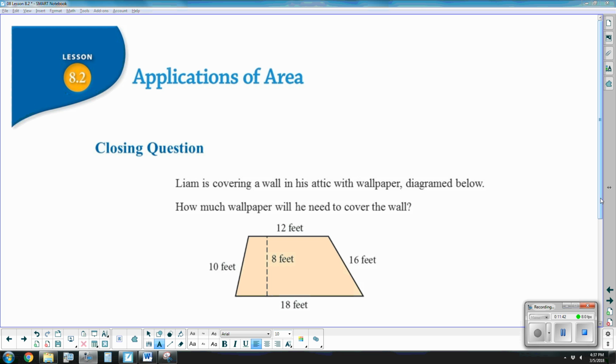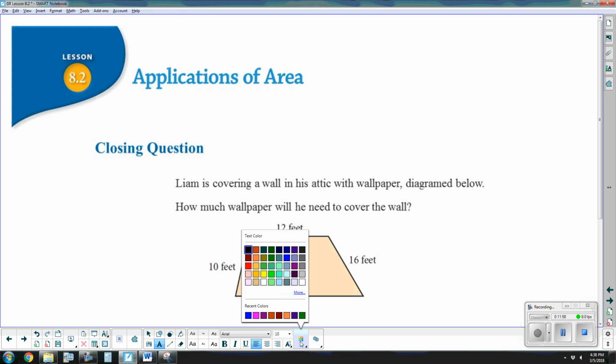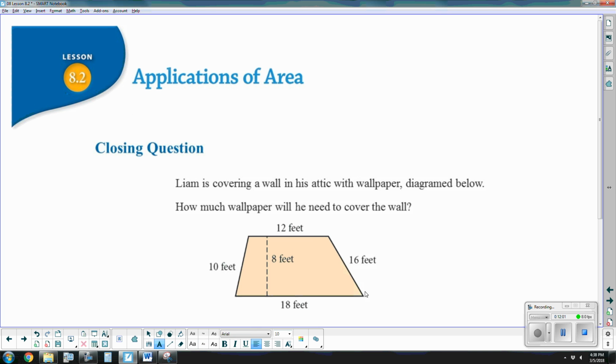And this problem is similar. We're looking for the area. So Liam is covering a wall in his attic with wallpaper. How much wallpaper will he need to cover the wall? Well, this is a trapezoid because the floor and the ceiling are going to be parallel. And he knows that from floor to ceiling it's 8 feet. So we're going to use the formula for a trapezoid here, which is 1/2 times base 1 plus base 2 times our height.